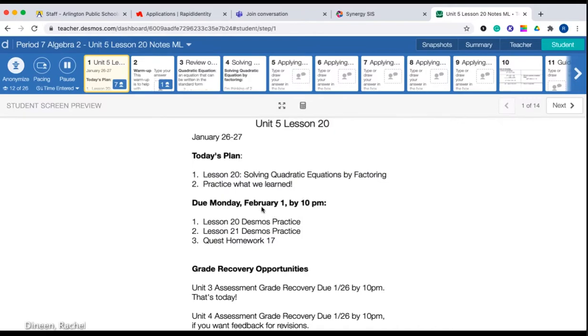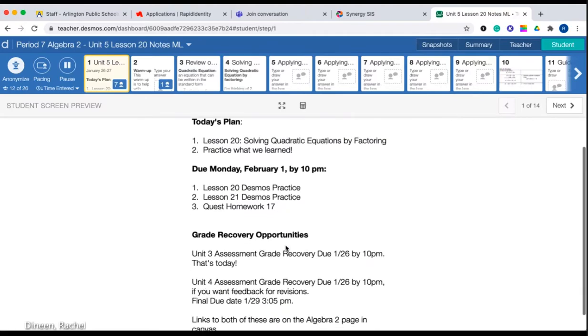The things that are due Monday, February 1st by 10 p.m. is Lesson 20 Desmos practice. That's today's. Lesson 21 Desmos practice, that's actually going to be a quizzes practice. That's next class. And then Quest Homework 17.